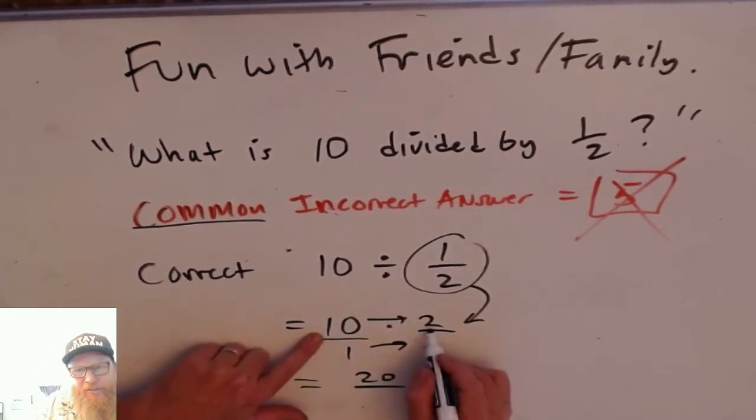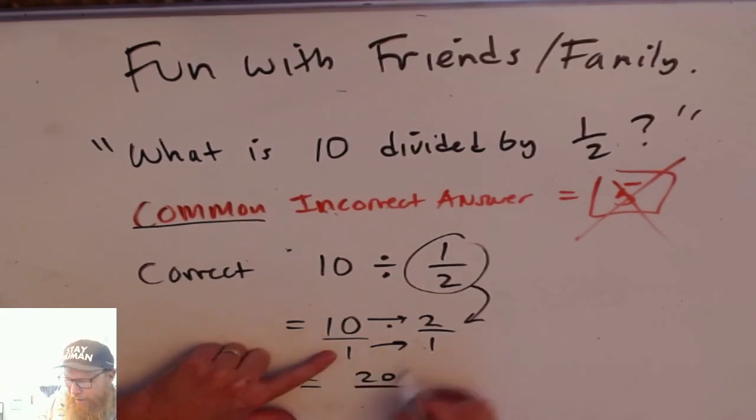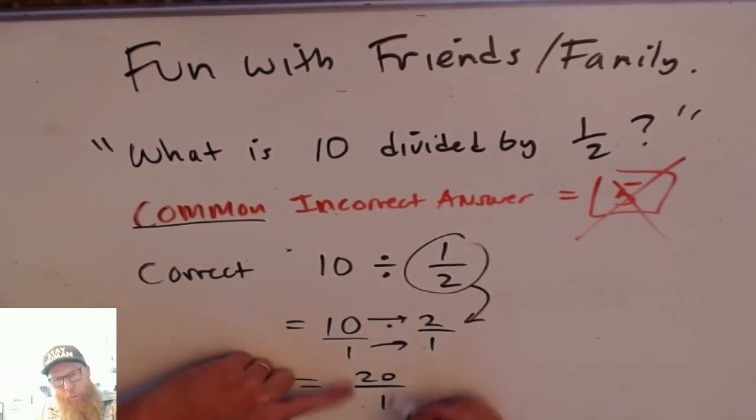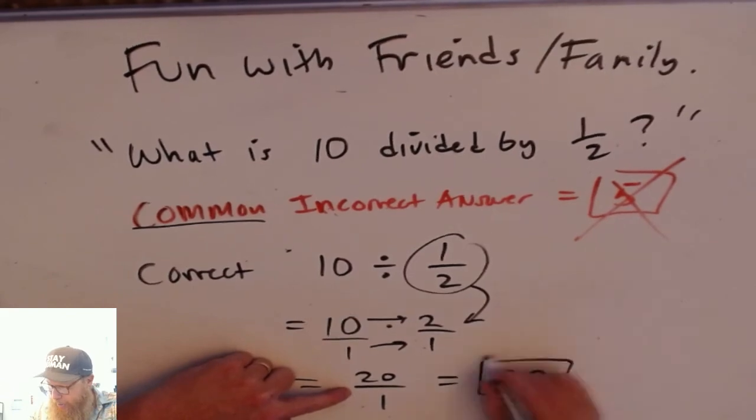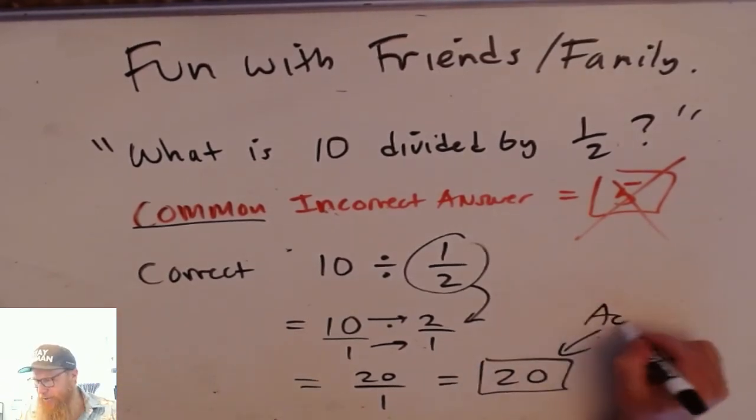So 10 times 2 is 20. 1 times 1 is 1. And 20 over 1 is just 20. That's the actual answer.